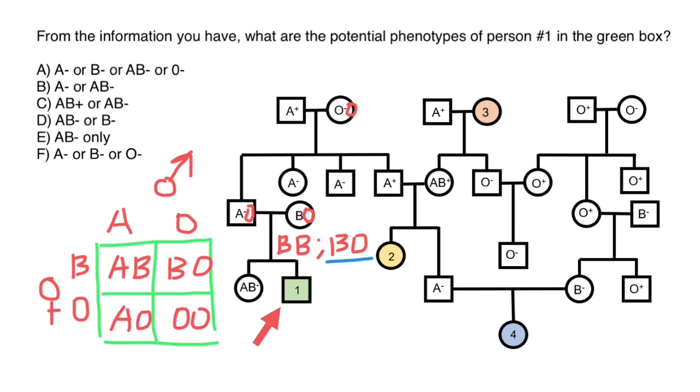So this couple may have children of all 4 blood groups: blood group AB, blood group B, blood group A, and blood group O. Hence, the correct answer is A. All 4 blood groups are possible for person 1.